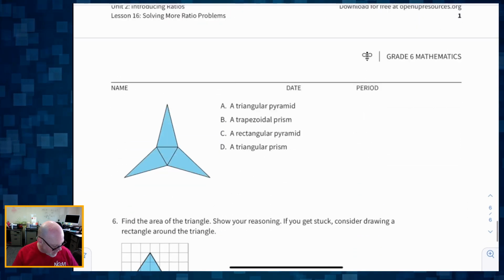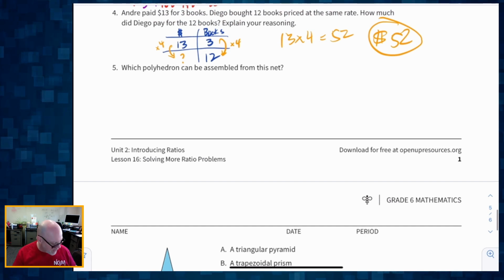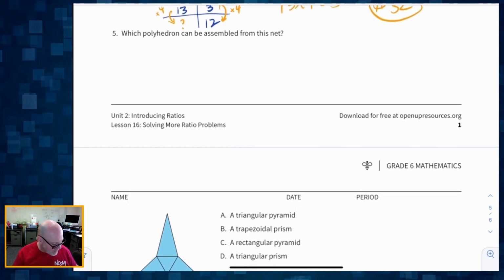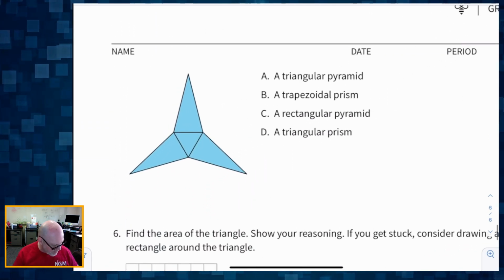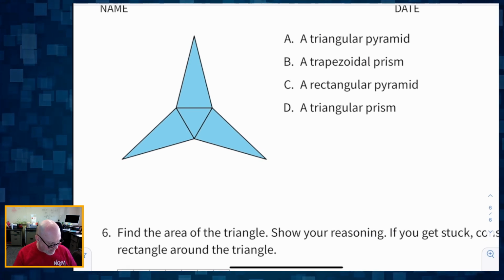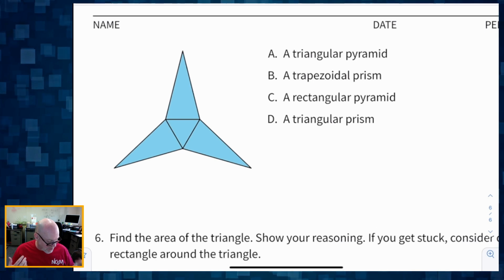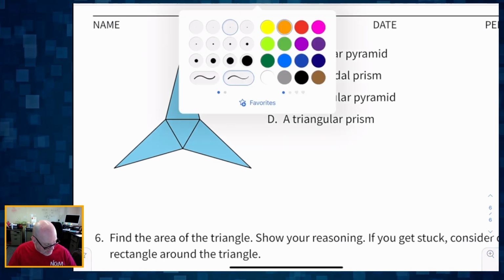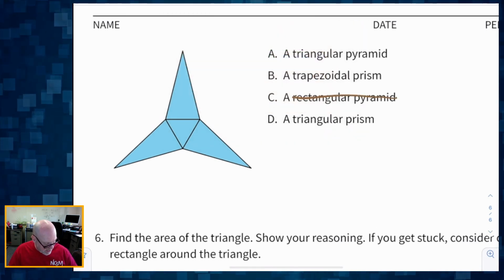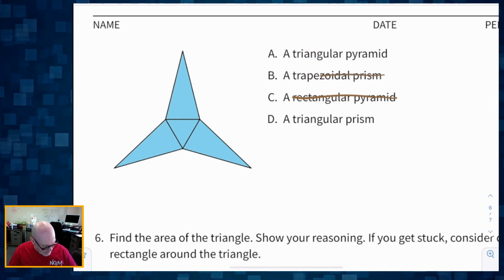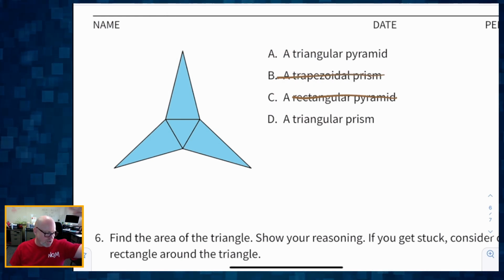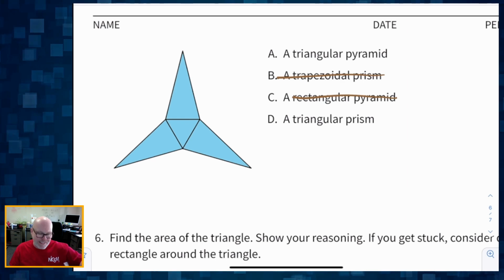And then question 5, a little bit of review here. Which polyhedron can be assembled to form that net right there? Oh my goodness. Well, it feels like a triangle because I see a lot of triangles. So I'm going to immediately cross off rectangular prism. Doesn't feel like a trapezoid. So it's really either a triangular pyramid or a prism.